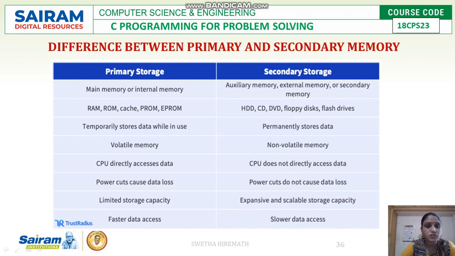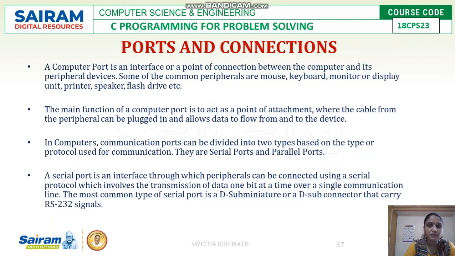Then primary storage is of limited capacity, and secondary storage can store a large amount of data. Primary storage has faster data access, whereas secondary storage has slower data access. So this is the difference between the primary memory and secondary memory, and also the different types of memories we have.